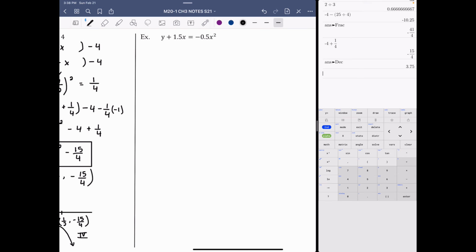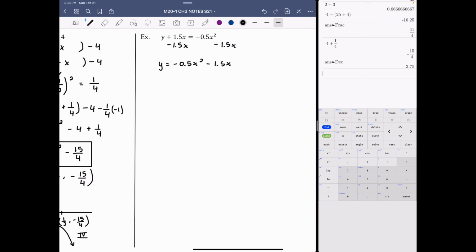Example, y plus 1.5x equals -0.5x squared. I need to put it in general form first, so I'm going to subtract 1.5x from both sides. That gives me y equals -0.5x squared minus 1.5x. Now it's in general form.